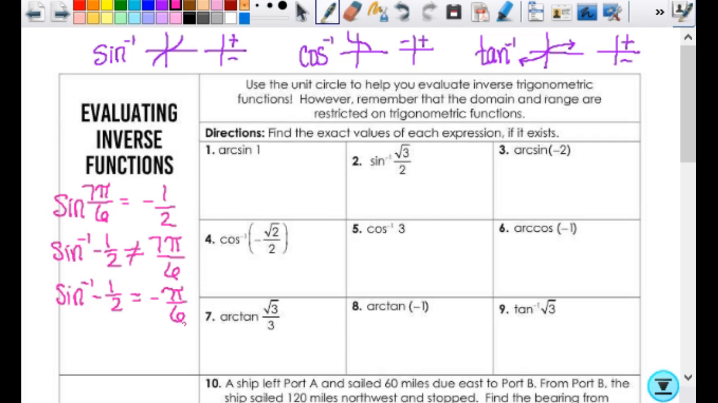Look at your domain and range for your inverse, right? The domain goes from negative 1 to 1. Well, okay, I put in something that's negative 1 to 1. Your range goes from negative pi halves to pi halves. So the answers that you give have to be from negative pi halves to pi halves. Does that make sense to you?